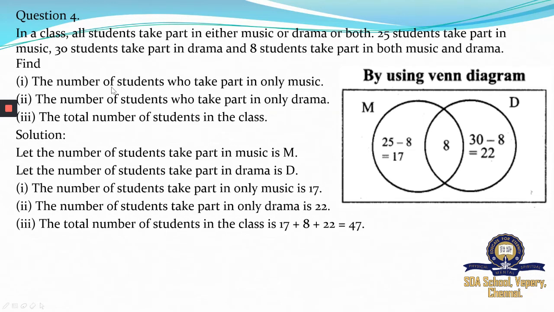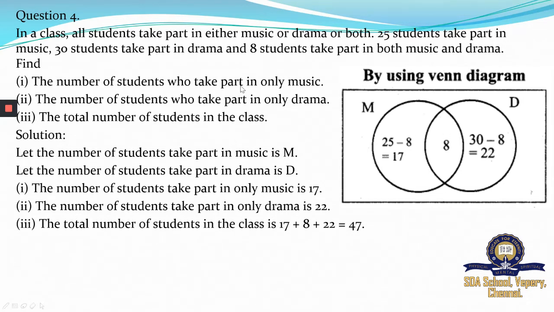Then what are we supposed to find? We are supposed to find the number of students who take part in music only, which means the 25 students given over here are not the only students who take part in music, out of which 8 students are there who take part in both music and drama. Likewise, over here 30 means these are not the only students who take part in drama alone. There are also 8 students who take part in both music and drama.